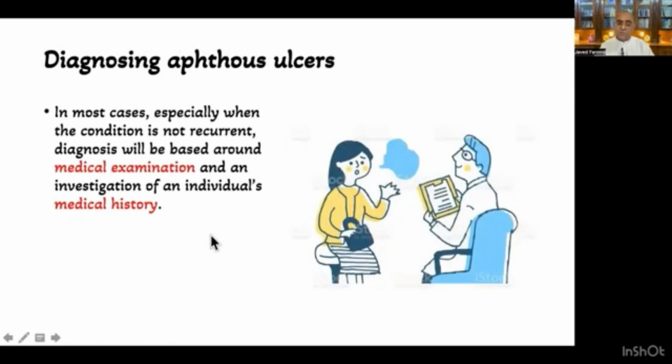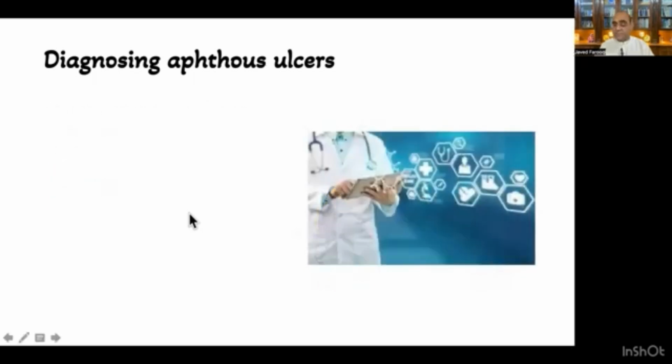How do we diagnose? We all know in most cases, especially when the condition is not recurrent, the diagnosis will be based around medical examination and investigation of an individual's medical history. So you go deep into the history, you do the examination, you exclude other causes, and then you diagnose that the patient has Aphthous ulcers.